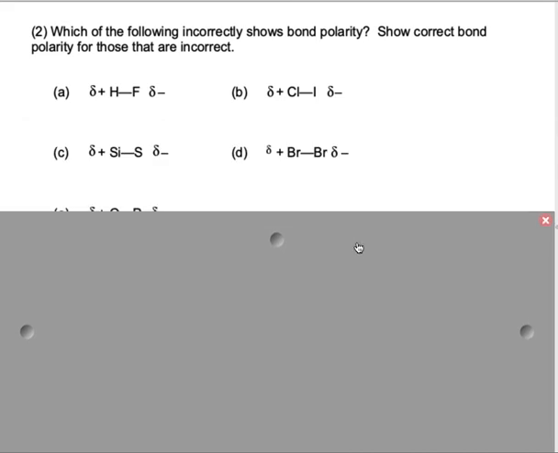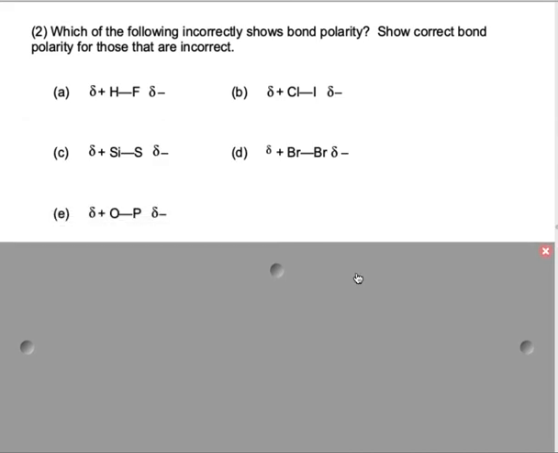Which of the following incorrectly shows bond polarity? Show correct bond polarity for those that are incorrect. So let's look at these. In A, we have a partial negative charge on fluorine and a partial positive charge on hydrogen. That looks good. In B, we have the partial negative charge on iodine, when iodine is actually the less electronegative element. So that's wrong. And to make the polarity correct, I will simply switch the positive and negative.